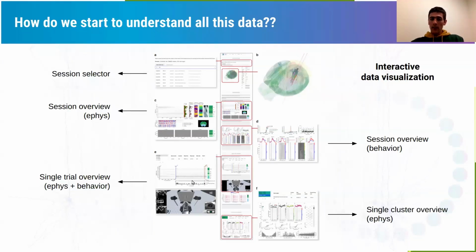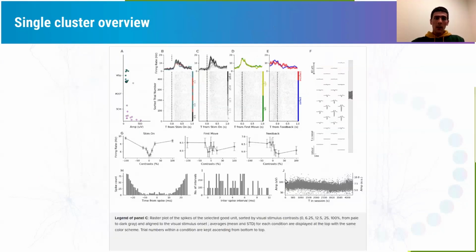Finally, the last piece of this website is a single cluster overview for each of the clusters that come out of our spike sorting algorithm. This is the one that I want to focus on a little bit more, and it's something that you all will look at in more depth in the homework assignment. So this is that single cluster overview piece of the website. Some of this will probably look familiar by now. In the upper left-hand corner, we have all of the good units that have passed the quality control metrics that Chris talked about earlier.